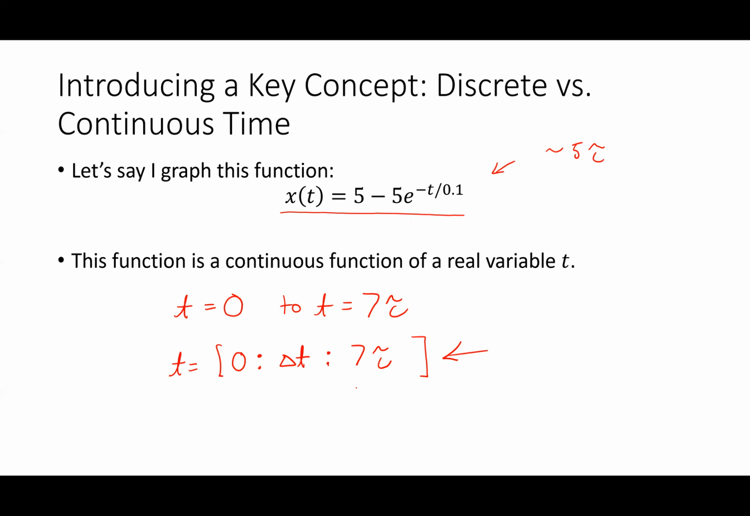Well, not just a lot. I mean, infinite. There's an infinite number of real numbers, infinitely many real numbers between 0 and 7 tau. All right, so it's not possible. The computer would crash before you could ever do it, right? So what we have to do is make a reasonable guess as to how big of a jump we should make between points, and then just plot at those points.